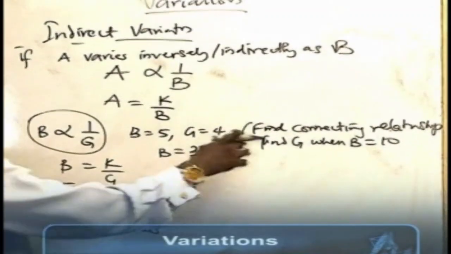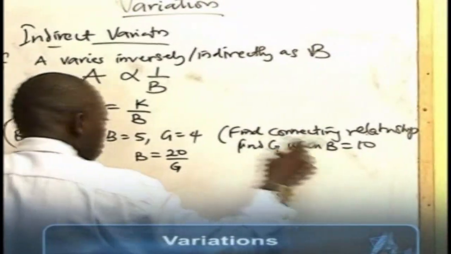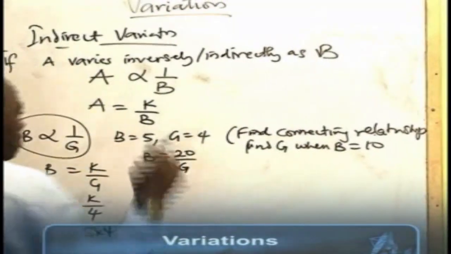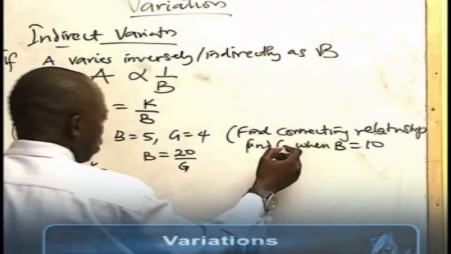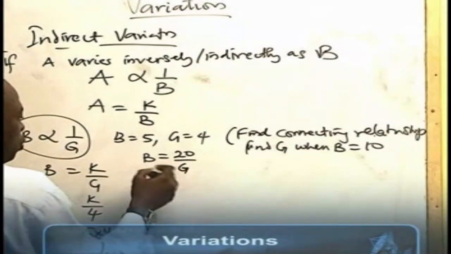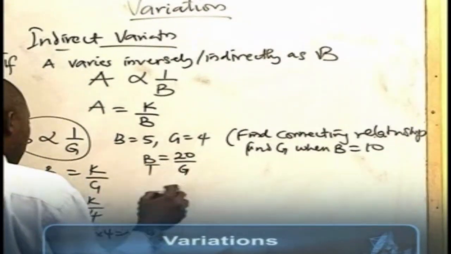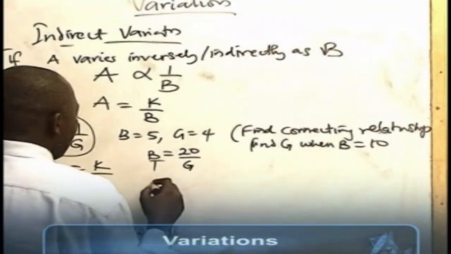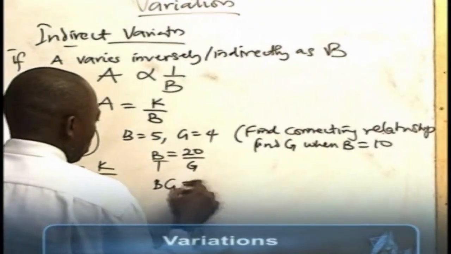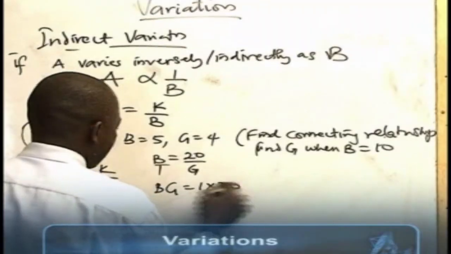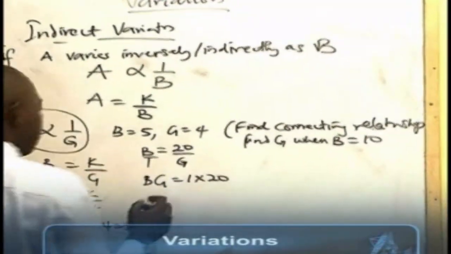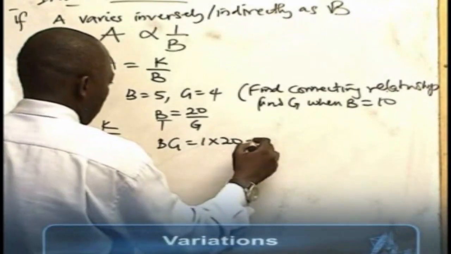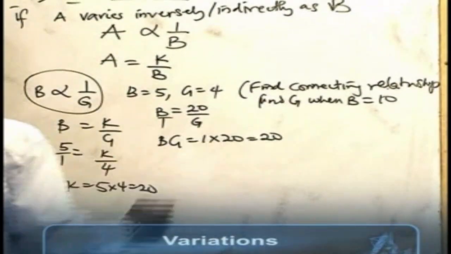Then if you now want to answer the second question, which says find G when B is 10, what you do again is make G the subject of the formula. To make G the subject of the formula, you cross multiply. So we have BG equals 1 times 20. When you do that, you have BG equals 20. But we are trying to make G the subject of the formula.